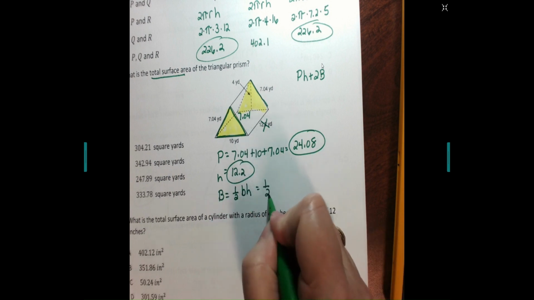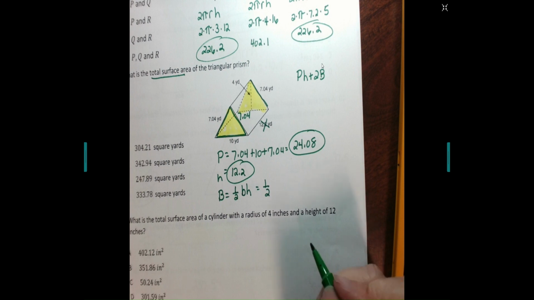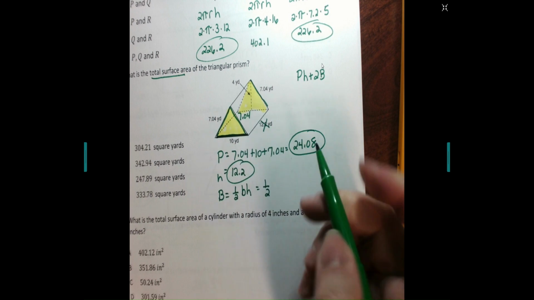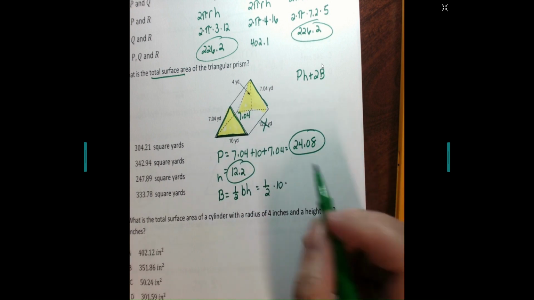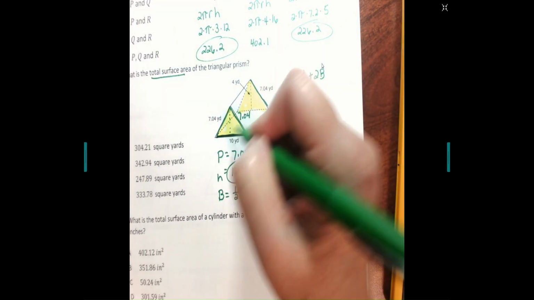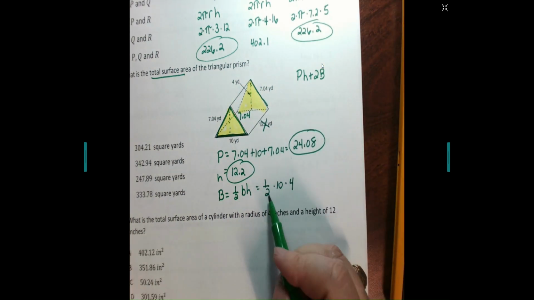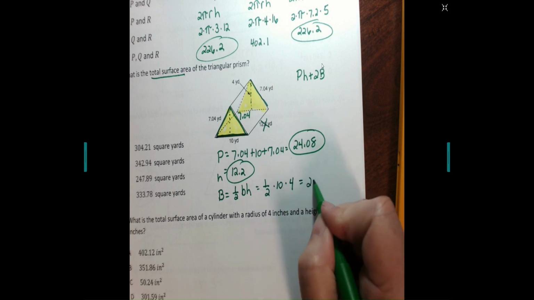So 1/2. What's the base of the triangle? 10 times the height of the triangle is the same as this height, right? Times 4. So 1/2 times 10 times 4. 10 times 4 is 40, and half of that is 20.